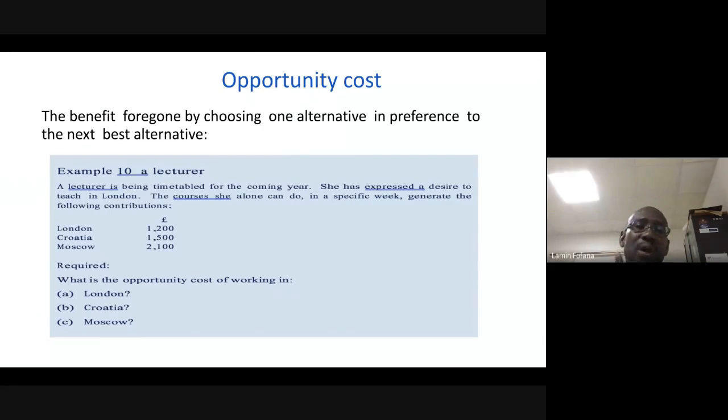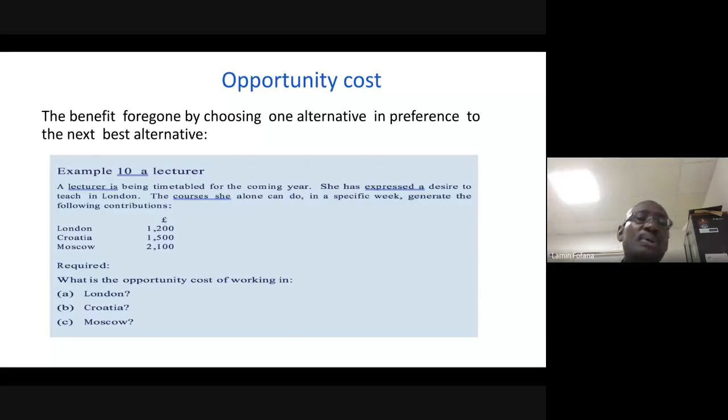One example is opportunity cost. So let's look at it. Look at this question. What is opportunity cost? We all know from our little economics that this is the benefit that we have to forego by choosing one alternative. So it is a cost to us because we are taking a decision.